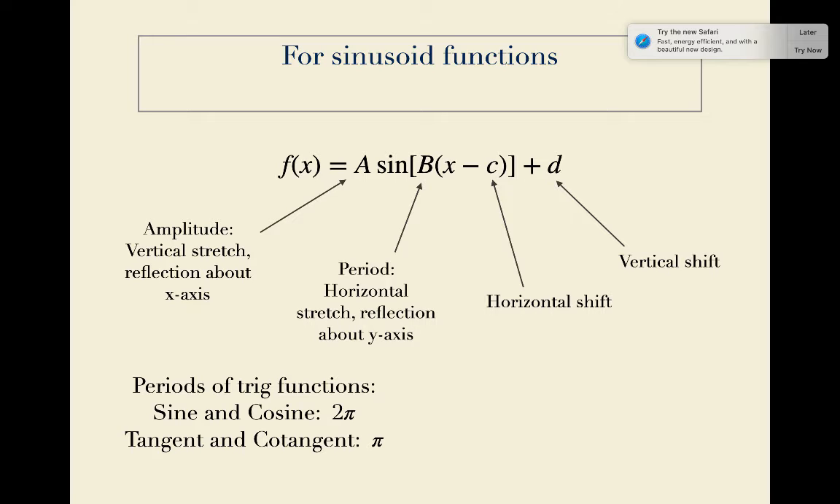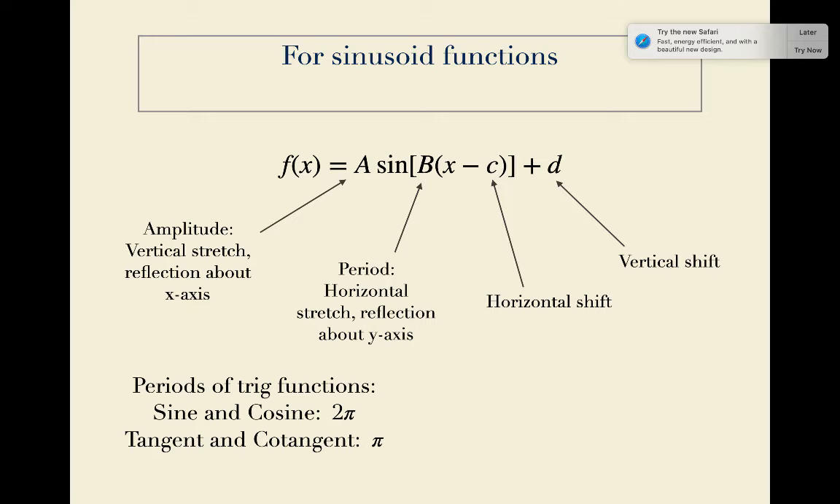So for sinusoid functions, we have f of x equals capital A sine brackets capital B in parentheses x minus c, close off your parentheses and brackets, plus d. So the A stands for your amplitude, your vertical stretch. It also, if you put a negative in there, it'll reflect it around the x-axis.